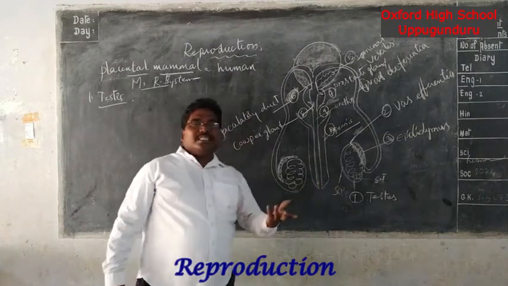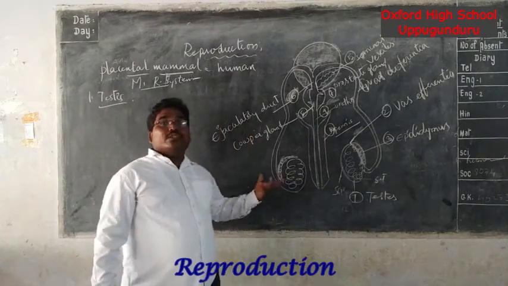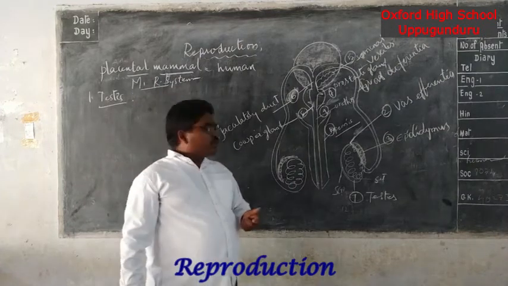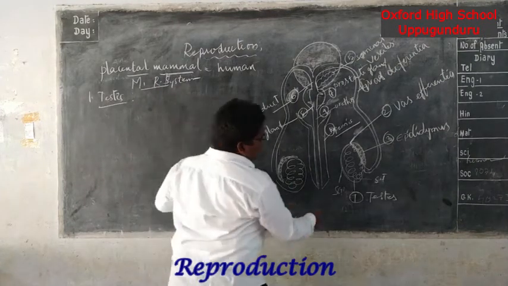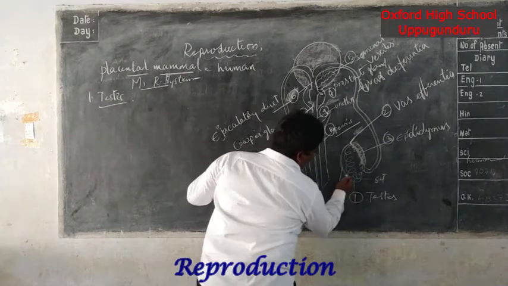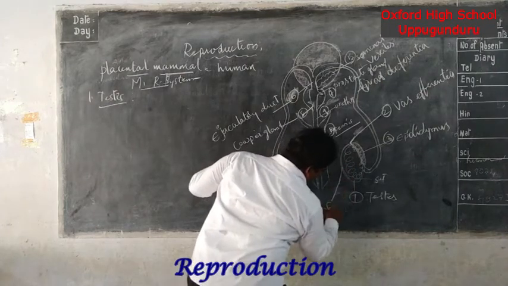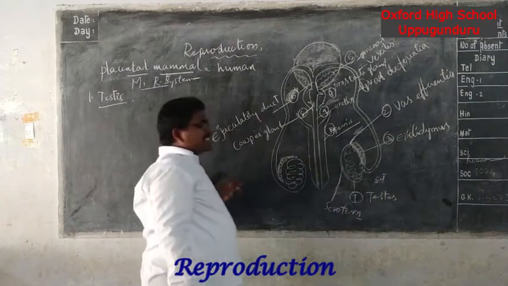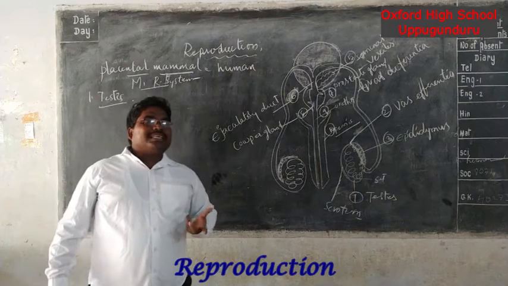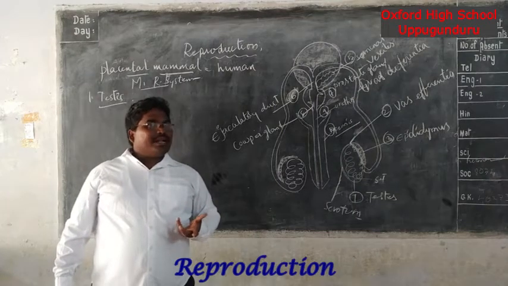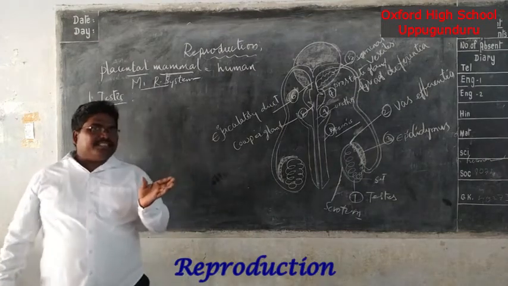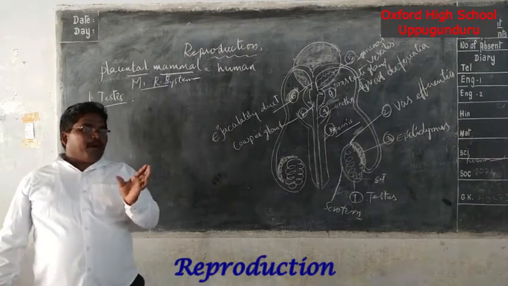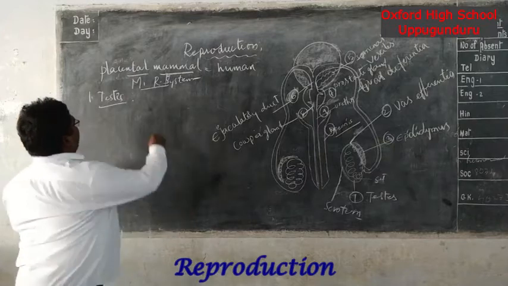There are a pair of testes which are located outside of the abdominal cavity in a pouch-like structure called scrotum. Do you understand? This is the scrotum.